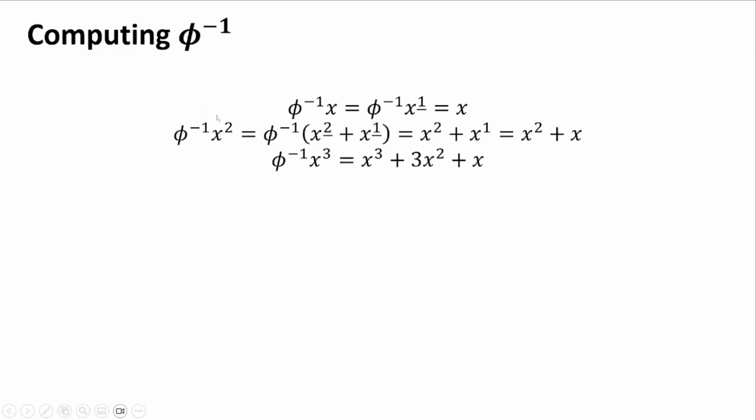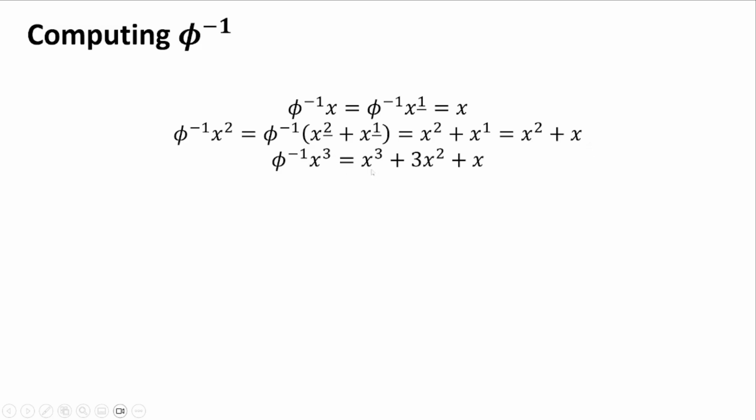We'll take a look at the second example. Phi inverse of x squared: x squared is the same as x to the falling 2 plus x to the falling 1. We have derived it before. When all of the terms are falling powers, we can apply phi inverse easily by changing the falling powers into the powers themselves. So x squared plus x to the 1. X to the 1 is x, so x squared plus x.